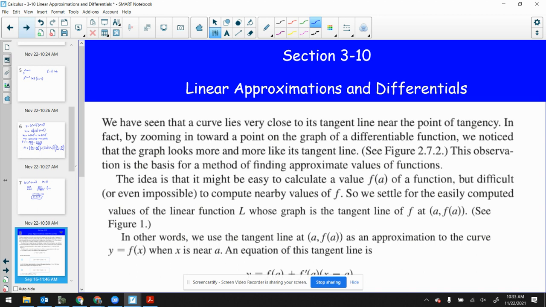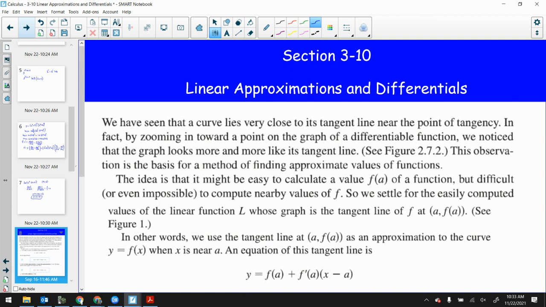In all honesty, section 3.10 is not very lengthy. There's only a couple of slides here, and I decided not to do two of them anyway. So it's really not much material. So what is section 3.10? Section 3.10 is called linear approximations and differentials.